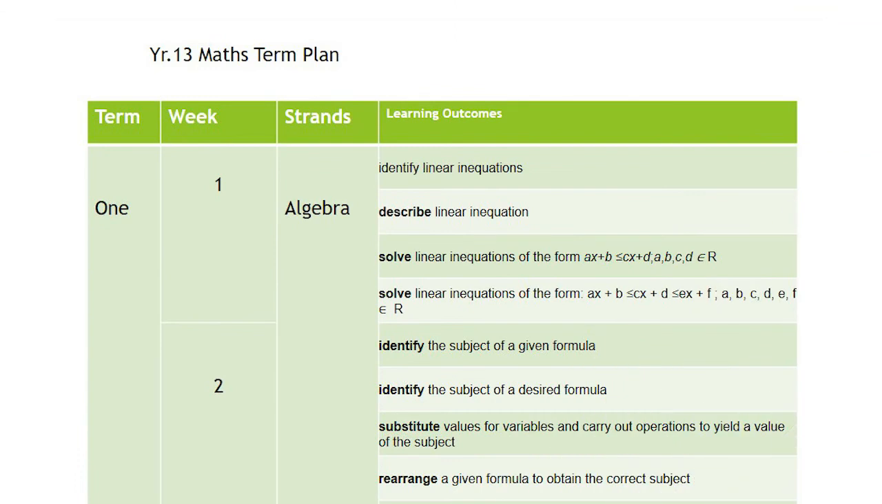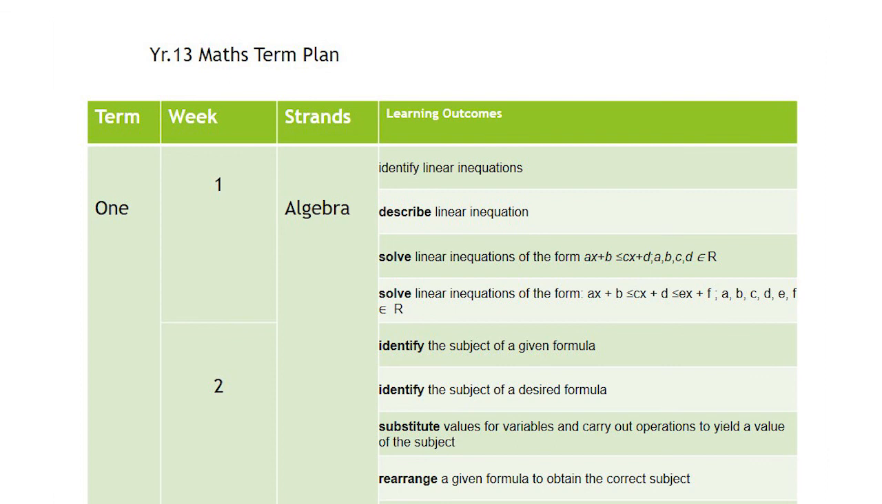Okay, so that's the example of the annual plan, and this is the term plan. It's a part of the term plan. As we came across in the Year 9 Science term plan, the term plan is more detailed than the annual plan or yearly plan. You have the term here, for example term 1, then the week, and then the strands. So the first strand, algebra, and then list down the learning outcomes of that algebra.